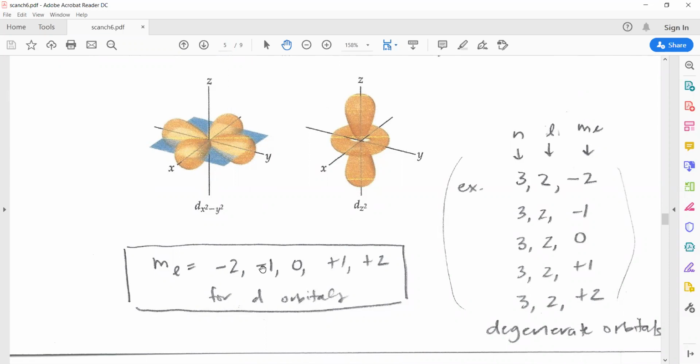They always hover around 0, so -2, -1, 0, +1, and +2. Each of those numbers corresponds with one of these pictures. It doesn't matter which is which, it's just telling me that they are all different in space. So see if this set is clear.